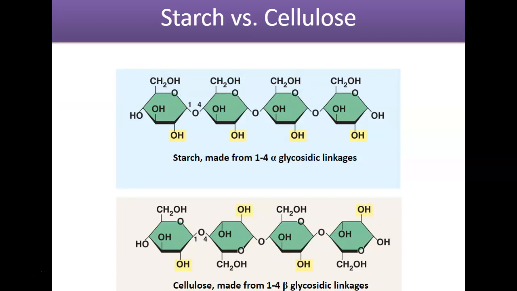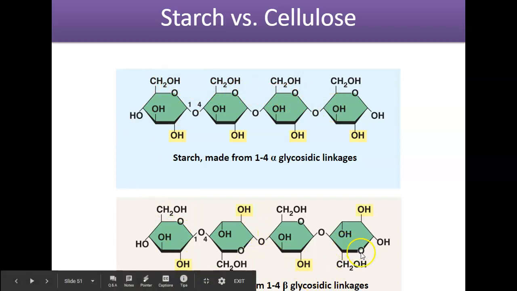As you can see on the top, that's the long chain of alpha glucose molecules, and on the bottom it's the beta glucose molecules. And really they are the same thing, it just has to do with how the molecules are oriented. So you can see in the alpha, it's just the exact same thing all the way down. In beta, it alternates.